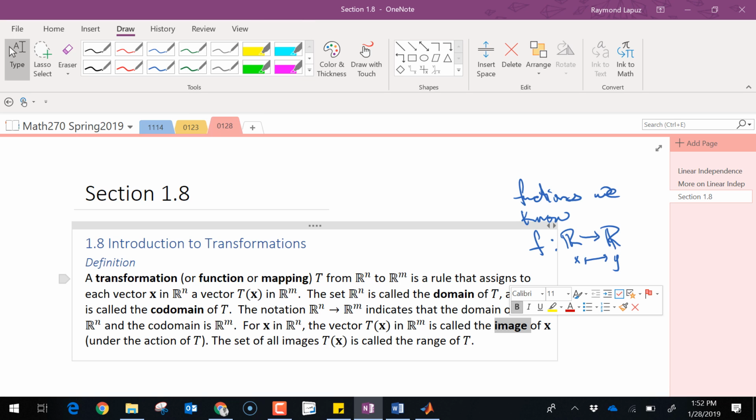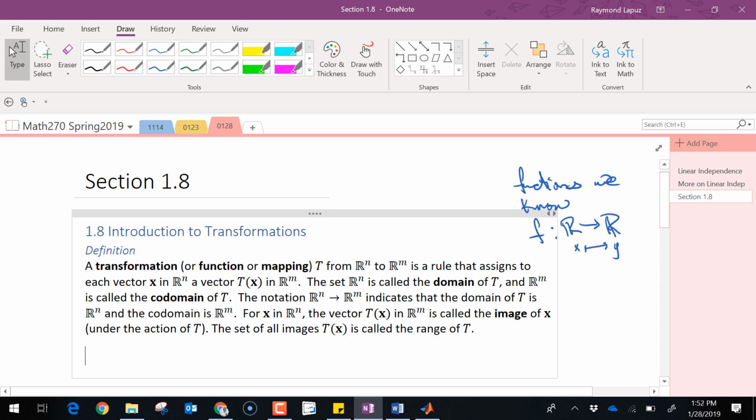This should be bold-faced also, because this is another definition. For each x vector in the domain, the vector T of x in the codomain is called an image. And the set of all images is called the range. So they're calling this a range. So again, trying to relate with something that you already know, I hope. I hope you already know this.